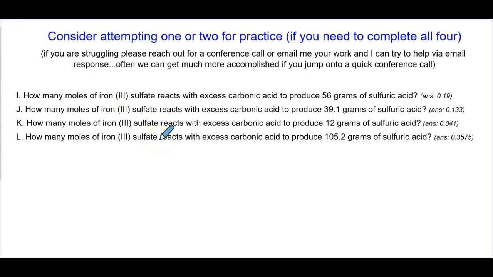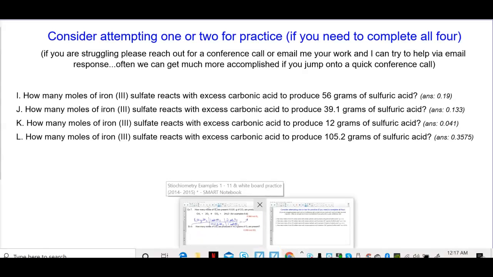Okay, so this is the part 3 of the notes where you're going to pick one or two of these to try to make sure you're understanding this concept. All right, pause as needed. I'm going back to start the last part of the notes.